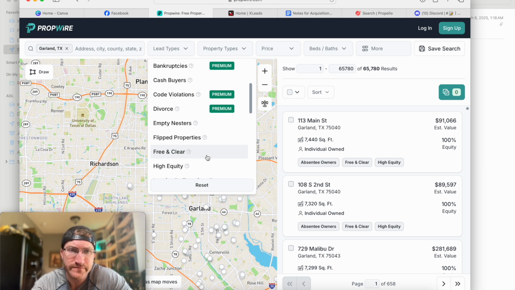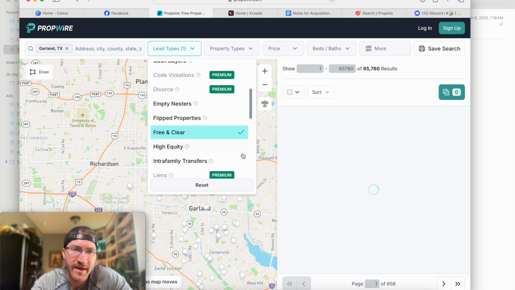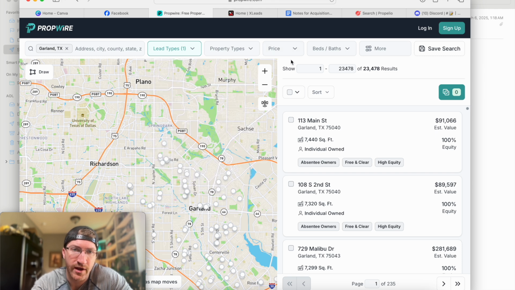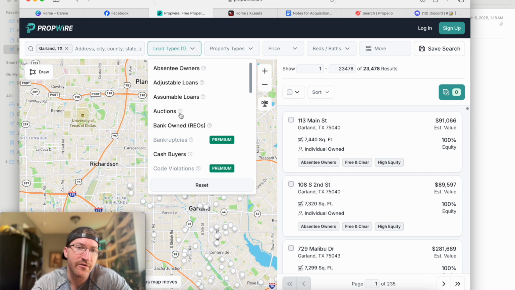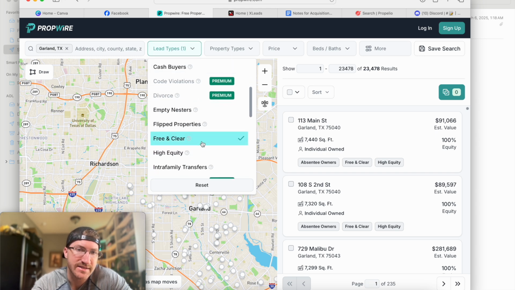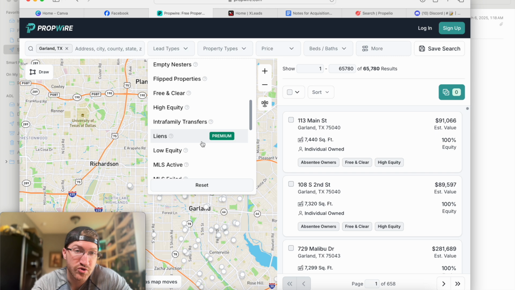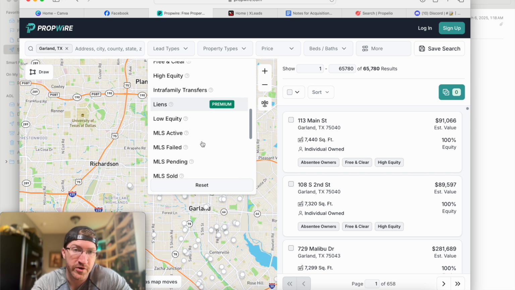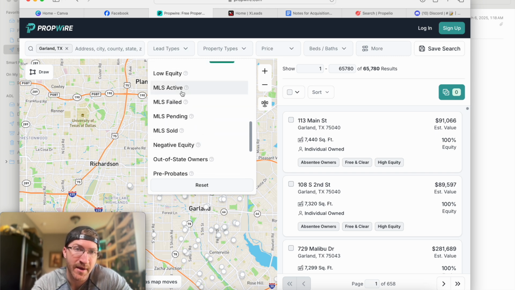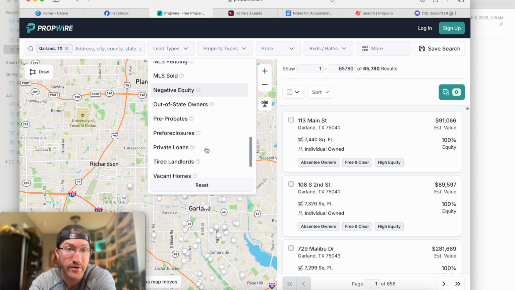You can also look at homes that are maybe in the free and clear category on PropWire. Free and clear means 100% equity, and these people might be willing to sell or finance their home to you. So what we're doing here is trying to find qualified leads based off the type of deal you're trying to find in order to purchase real estate. You can find MLS active leads, MLS failed leads, MLS pending and sold, even negative equity. These people might be in distress, someone who might be willing to sell you their home.